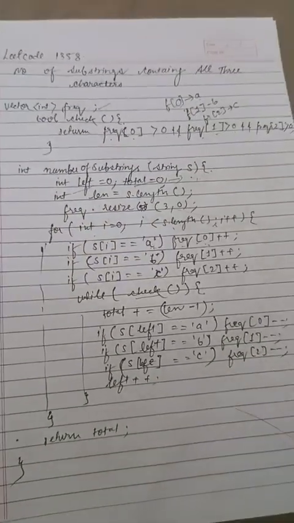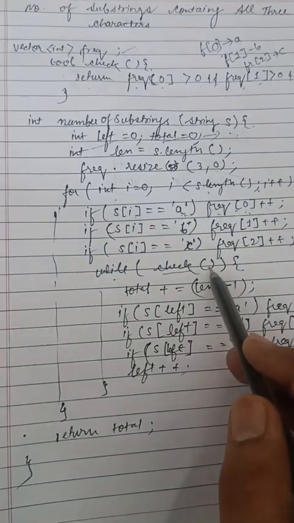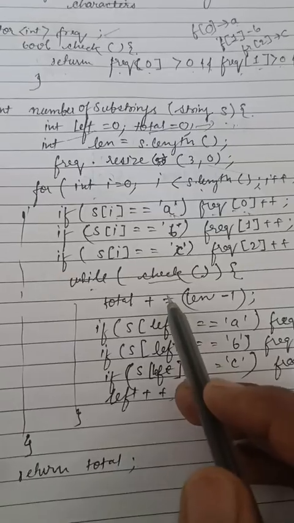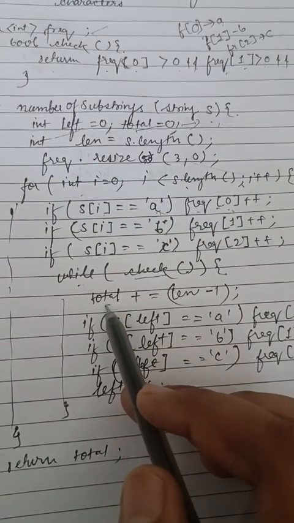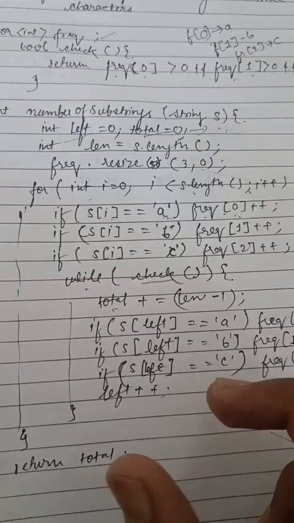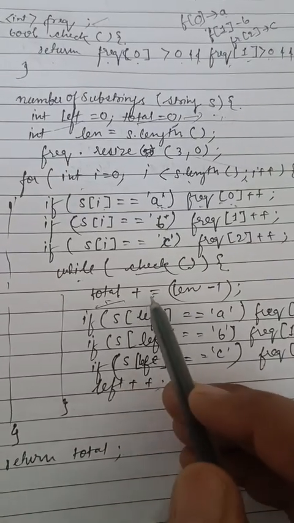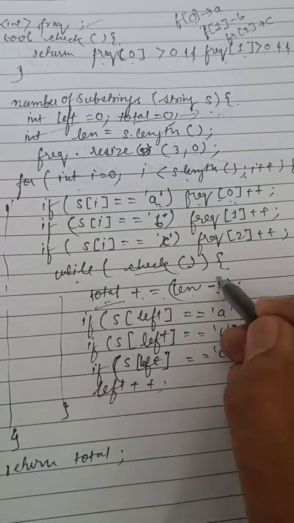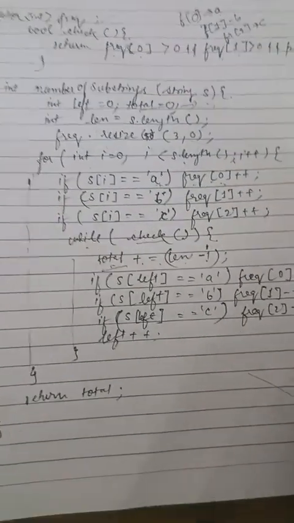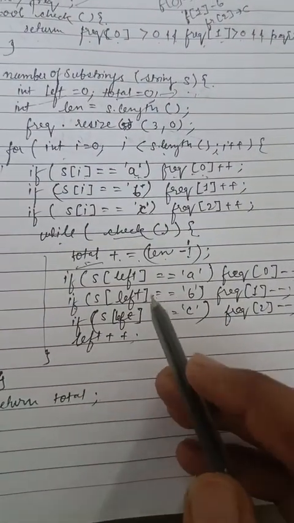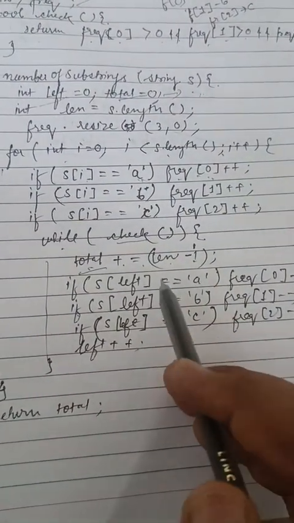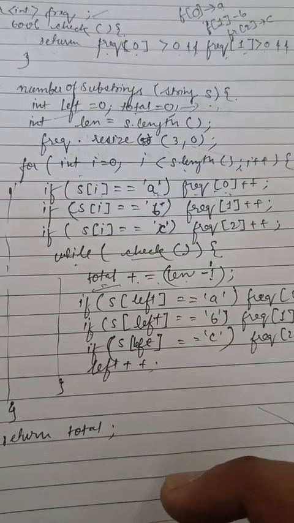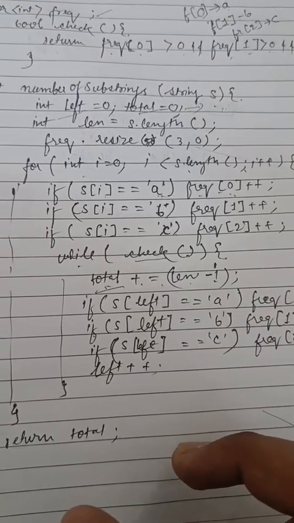Similarly here also, what I am doing is, when I meet the condition, that the frequency of all variables A, B and C is greater than 0, we are finding the number of substrings possible including that substring. So we are adding to total: total plus length minus index. Okay, so we get the total number of substrings which include that small substring satisfying the condition.